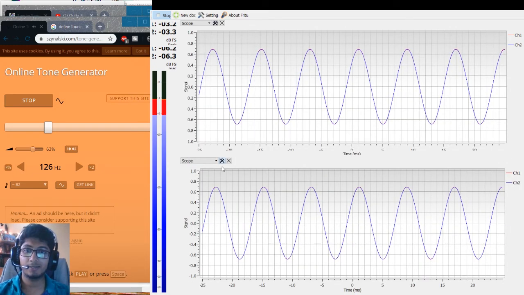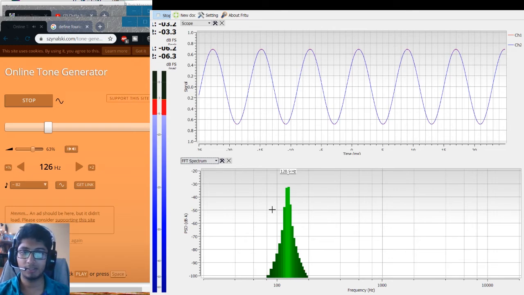In this spectrum analyzer we have a function called FFT spectrum, and voila, as you can see, we get a single peak. It's not a single peak, it's like a mountain, but you can see it's showing the peak frequency as 128 Hz. It's pretty close to 126 Hz as my function generator is generating. And this is what a sine wave looks like in frequency domain.